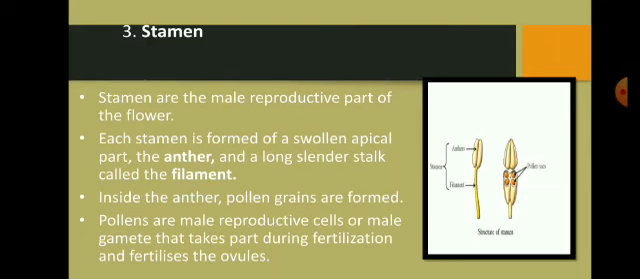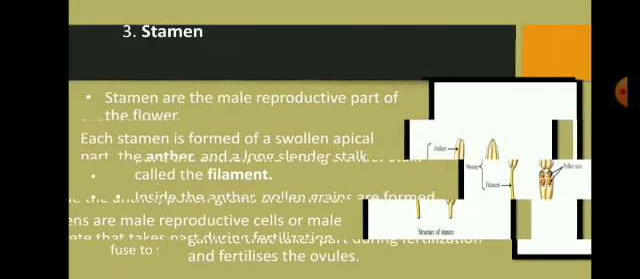Now, inside the anther, you know that the pollen grains are formed. So pollen grains are the male reproductive cells, or I would say the male gamete that takes part during the fertilization and fertilizes the ovule. Gametes again are the special cells which take part in the fertilization process or in the reproduction process.